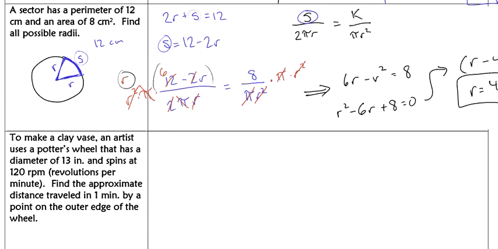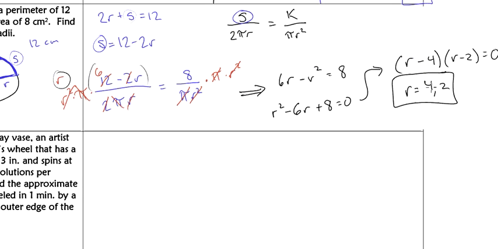But there we go. Our radius is 4 and 2 centimeters. Those are two possible values for R.